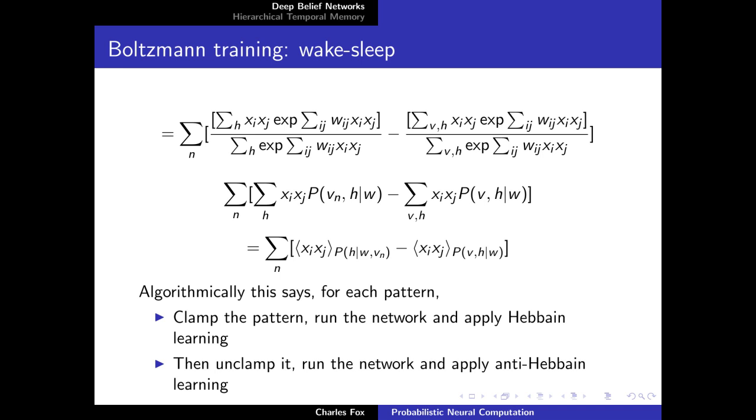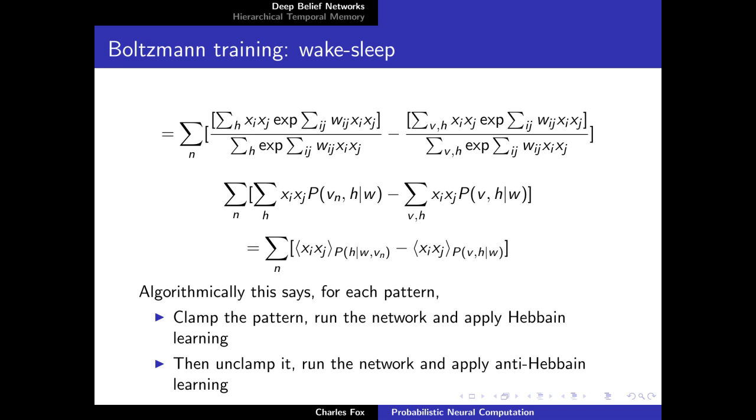Remember, these are the ones you've observed, so we're not summing over the visible nodes here, we're only summing over hidden nodes. But here we're summing over all possible states of the visible nodes and the hidden nodes. And again, this is the wake term and this is the sleep term. And we can simplify the notation even more just by using expectations. Then this sum over xi xj, that's just the expectation. It's the average value of those over this probability distribution and over the data set you've collected.